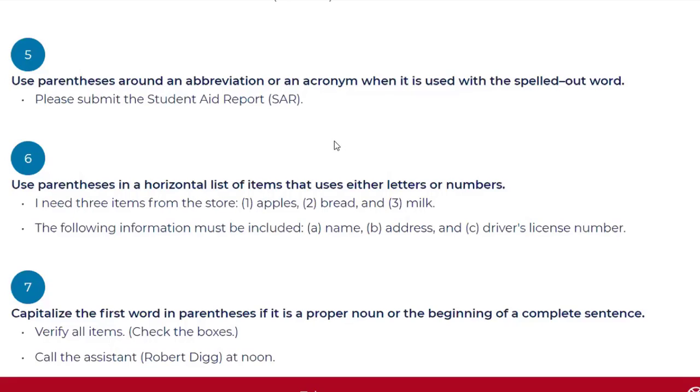Okay, when you are forming a horizontal list of items, meaning on the same line, if you are putting information in a horizontal form, then you can use the numbers and use the parentheses. You can also use the letters. In the next sentence, there are letters. Okay, so read the seventh one.